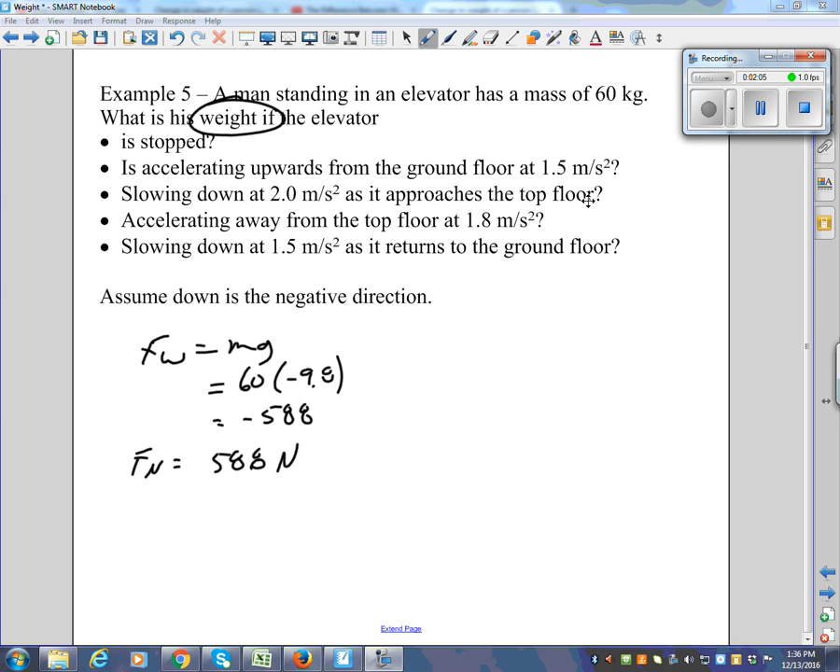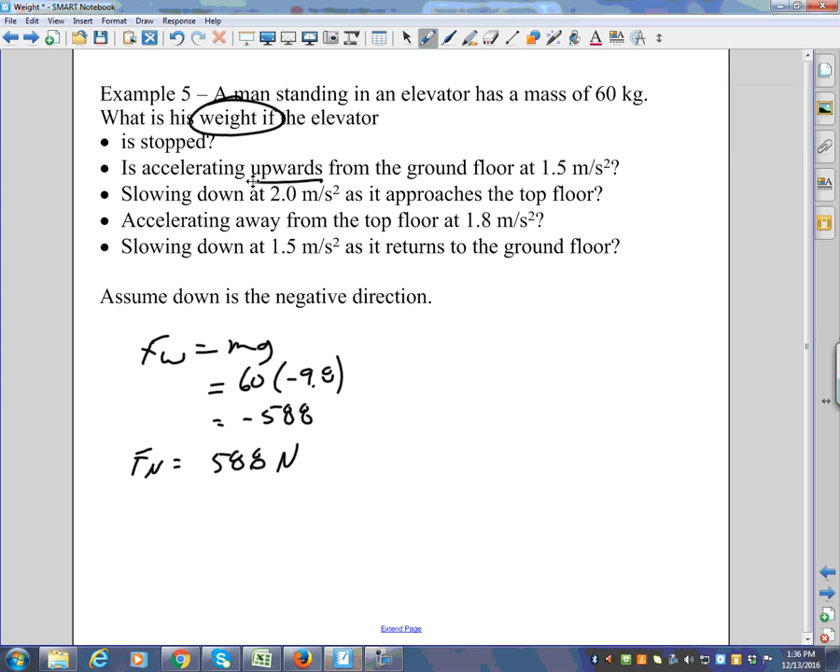I try my best. Okay, now he is accelerating upwards from the ground. What's that, Josh? Well, yes, the weight force is negative, but the normal force, which is up, is positive, right? They are balanced. He's just standing there. Okay, so he's accelerating upwards from the bottom. The thing you need to think about before you do any math is, does he weigh more or does he weigh less? At the bottom, accelerating upwards from the ground floor, he's going to weigh more than 588.